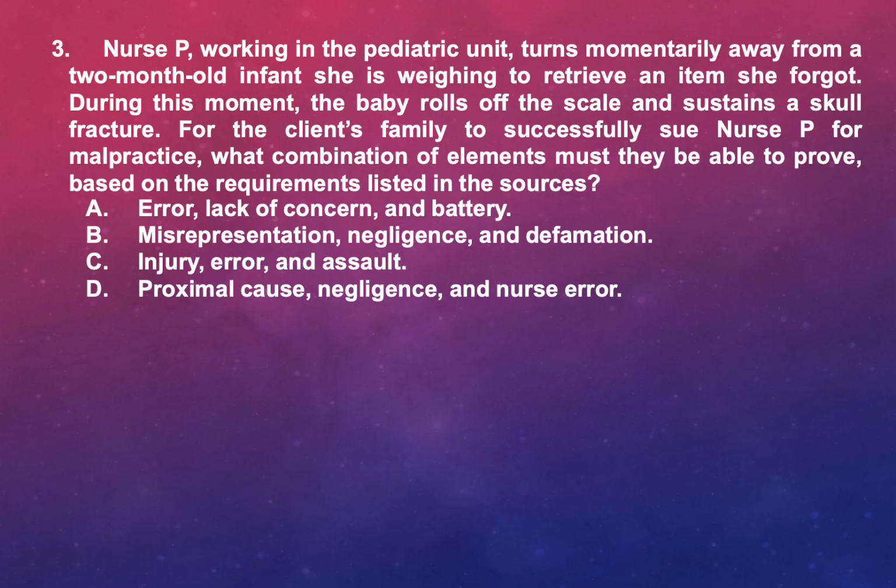A. Error, lack of concern, battery. B. Misrepresentation, negligence, and information. C. Injury, error, and assault. Or D. Proximate cause, negligence, and nurse error. The correct answer here is letter D, because it describes professional error resulting in injury. When a patient sues for malpractice, the patient must be able to prove proximate cause, presence of negligence, and nurse error. And we know that negligence is a failure to do something that a reasonable person would do.